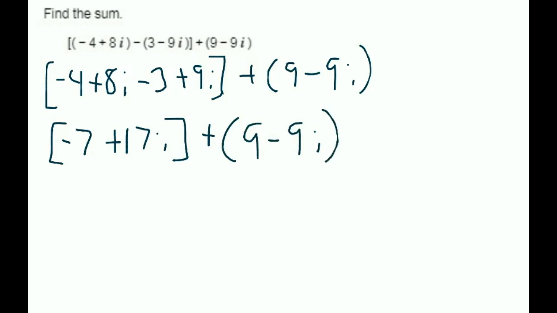So now I'm going to continue combining the imaginary parts and the real parts. So negative 7 plus 9 gives me 2. Then I combine the imaginary parts. 17i minus 9i gives me 8i. So there we go. We just found the sum by using our procedures for adding and subtracting complex numbers.